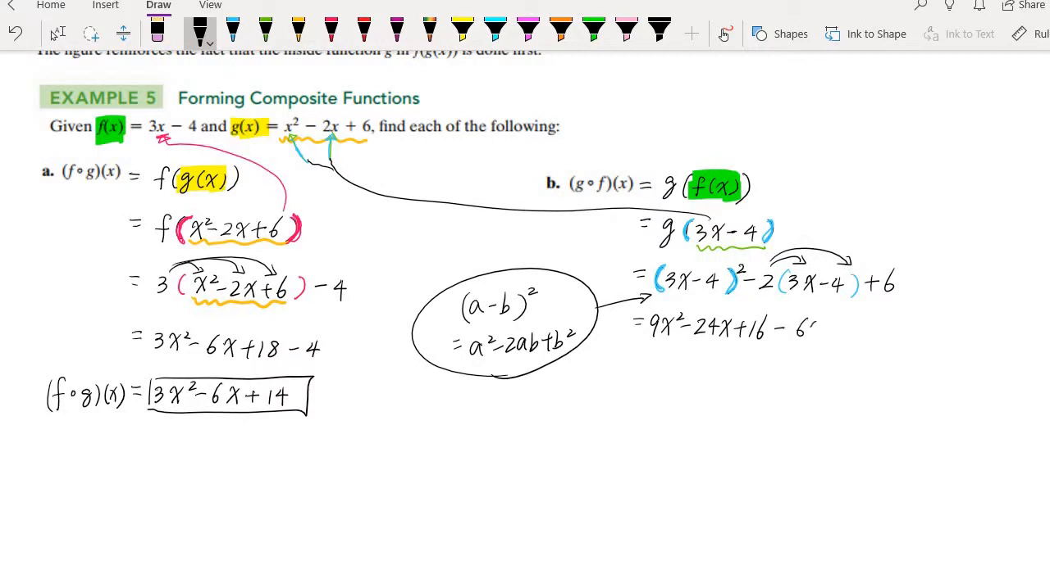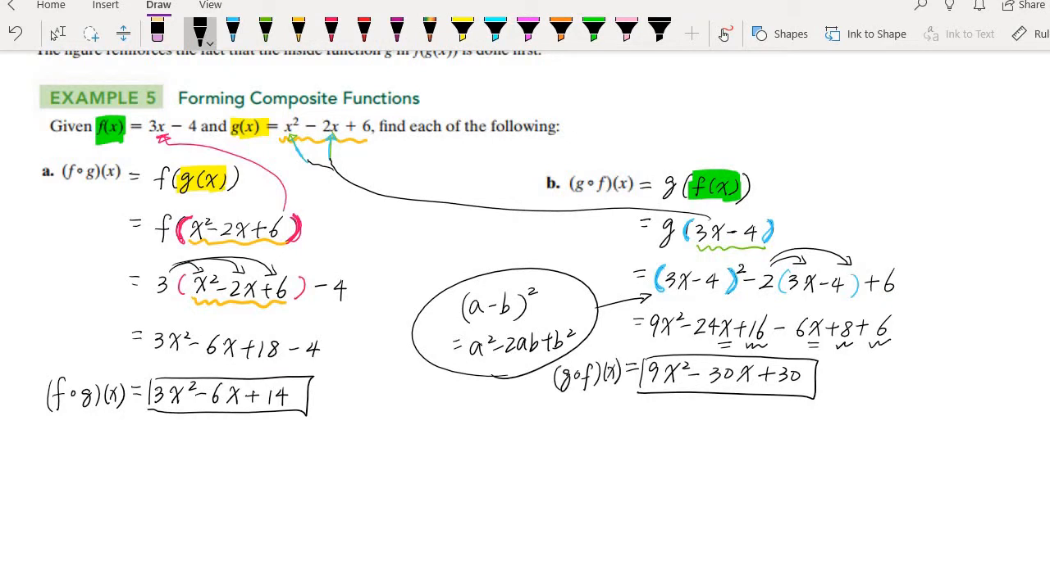That will be minus 6x plus 8 and then plus 6. So for the rest of the step we just have to simplify this. We collect the like terms. That will be 9x squared. We have x here, that will be negative 24 minus 6, which is minus 30x. Then we have 16 plus 8, that will be 24. 24 plus 6 is 30. So our final answer is 9x squared minus 30x plus 30.